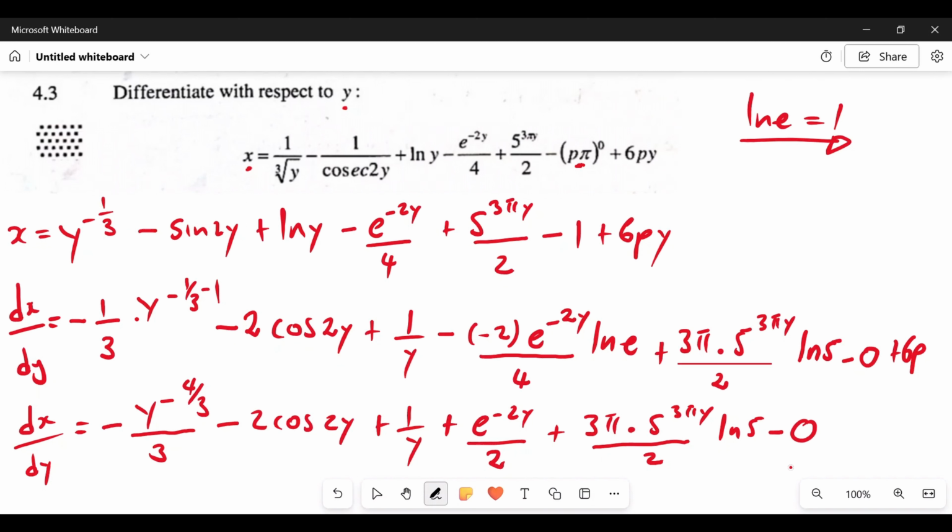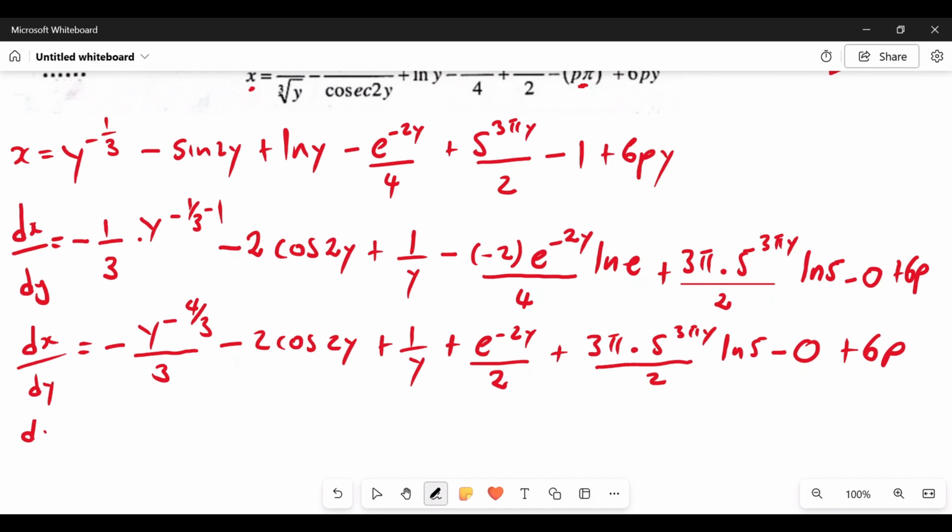And then we say minus 0. Please include this 0. Sometimes it's a mark. And then we say plus 6. Right, so this is your answer. You can go further though and simplify the first term. So let me just create the space there so that you can see the final answer.